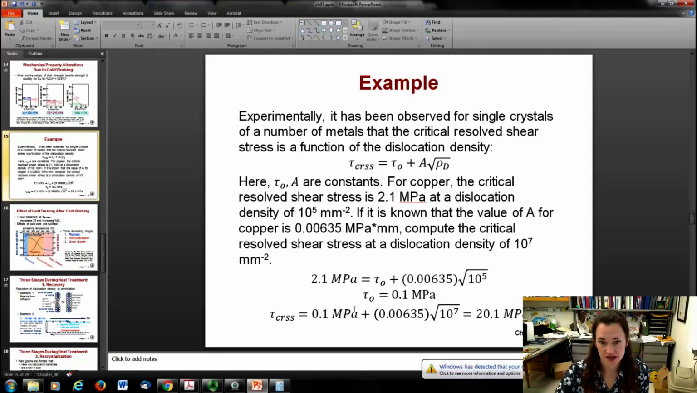So you can see that for just a small, well, not a small, a factor of 100 difference in the dislocation density can result in about a factor of 10 difference in the critically resolved shear stress.